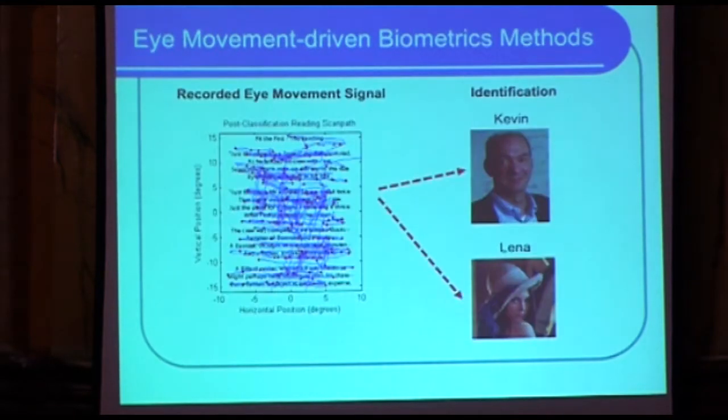A few words about eye movement-driven biometrics, because this will help us to understand how we are able to identify liveness via eye movements. So the idea of eye movement biometrics is that you would ask a person to look at something. So for example, here is a text. And then based on the movements of the eye, you are able to identify who is who.